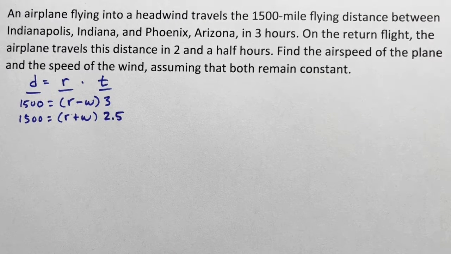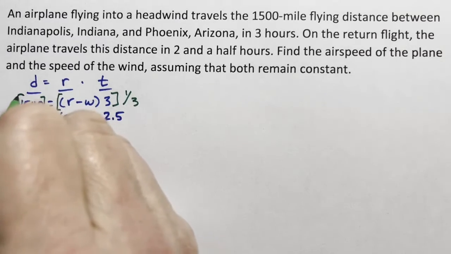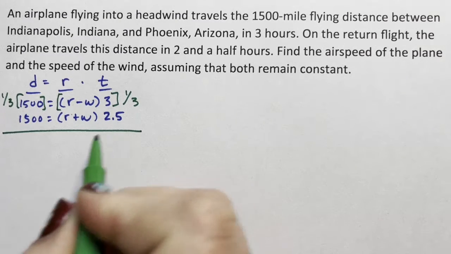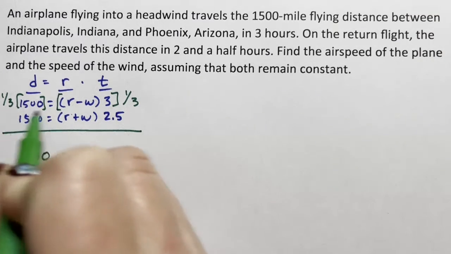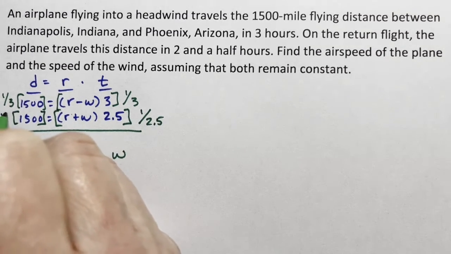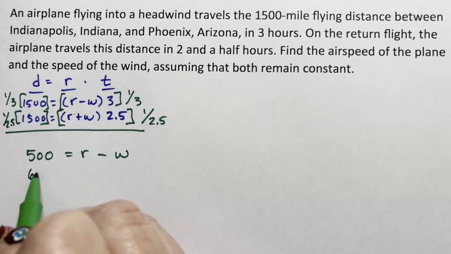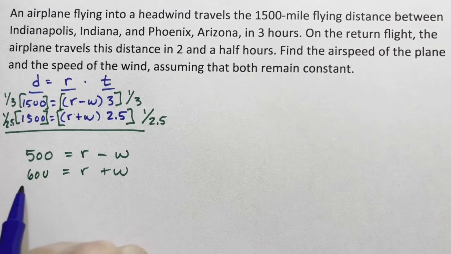So what I like to do with these to make them a little simpler, instead of multiplying through and doing all of that, my first step is to multiply the top by 1/3 on both sides. On this first equation, if I multiply both sides by 1/3, I'm going to get 500 equals rate of the plane minus wind. And on the second equation, I'm going to multiply both by 1 divided by 2.5. And if I do that, I'm going to get 600 equals the rate plus the wind. And then I can just add down.